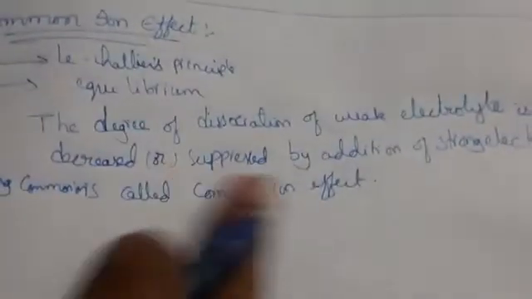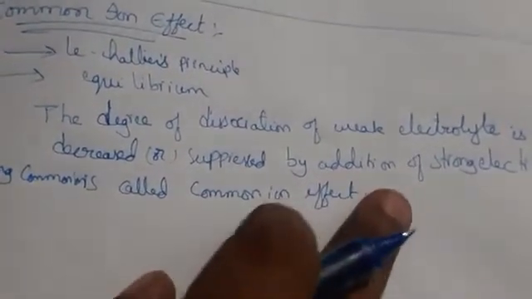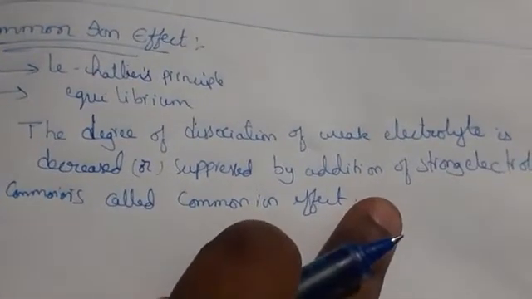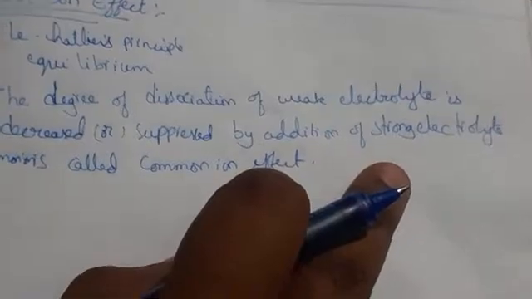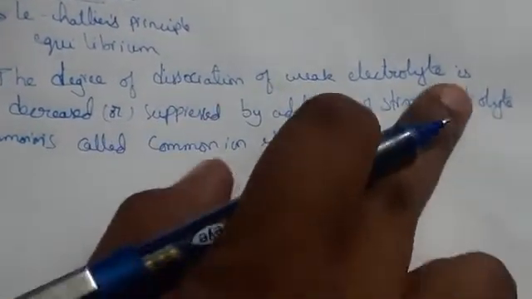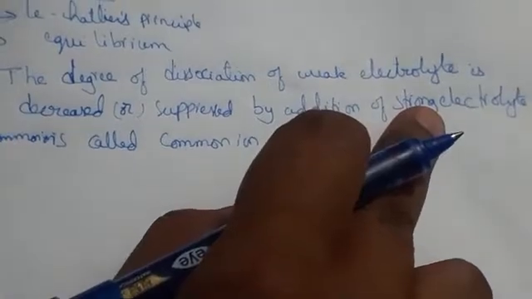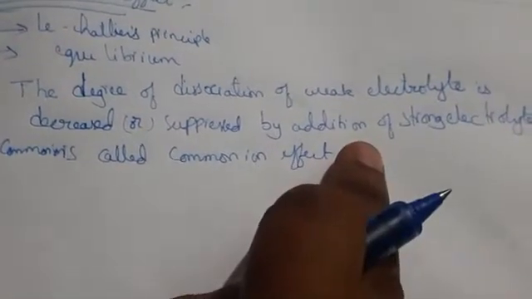Okay, so the degree of dissociation of a weak electrolyte: for a weak electrolyte, how will it be? It is only partially dissociated into ions, so the degree of dissociation is low. When you add a strong electrolyte, automatically it is going to have common ions. That we call the common ion effect.